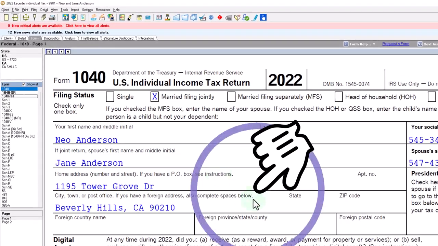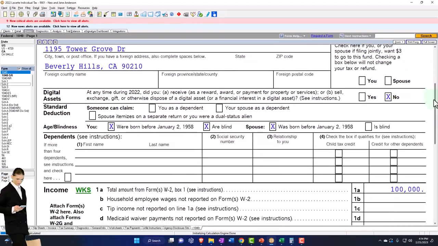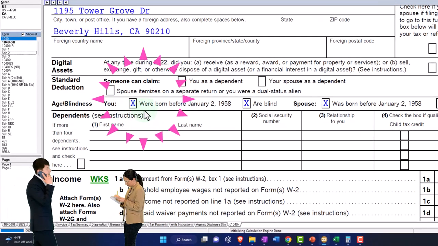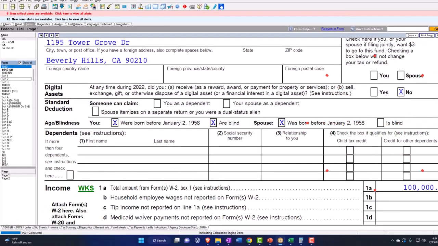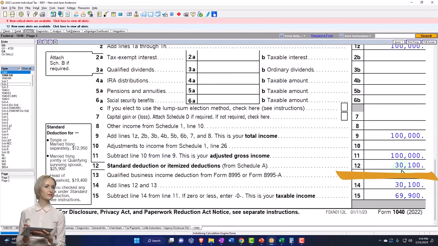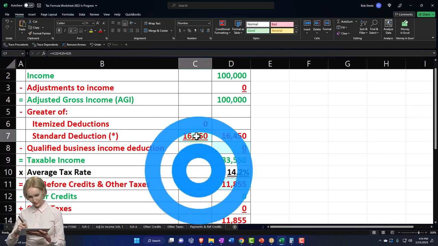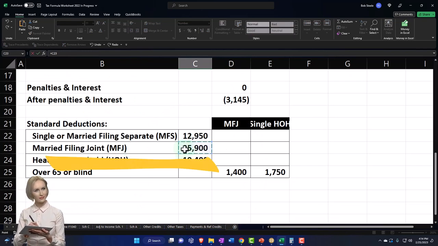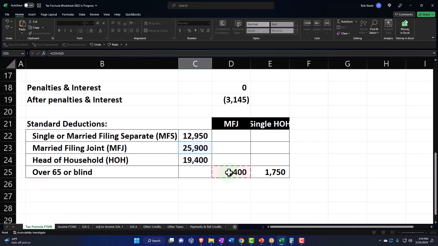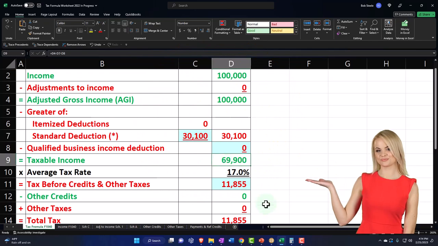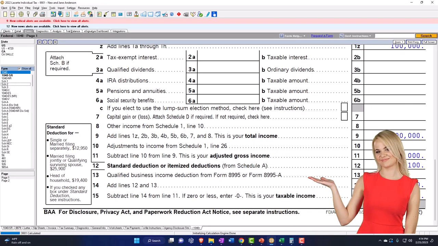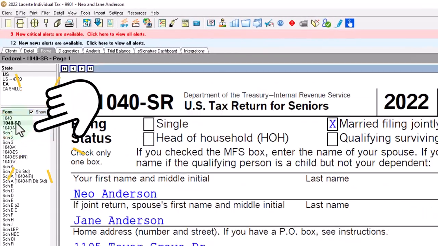Now, if we had a married couple, just to see another combination, because there's more combos, if they're married and they're both over 65 and one of them was blind. Now I'm gonna say, okay, so they were born before January 2nd, 1958, our blind spouse was born before, but not blind. So now we've got the standard deduction at the 30,100. If I go back on over, I would say, okay, normally it would be the married filing joint, but then I'm gonna add the 1,400 for one spouse plus 1,400 for the other spouse plus 1,400 because one of the spouses was blind. And that's gonna get us to the 30,100, getting us to the taxable income of the 69,900. You can see that on the 1040 SR as well.